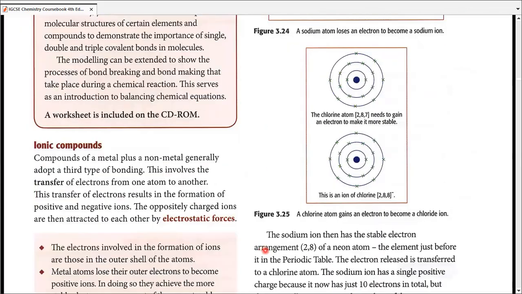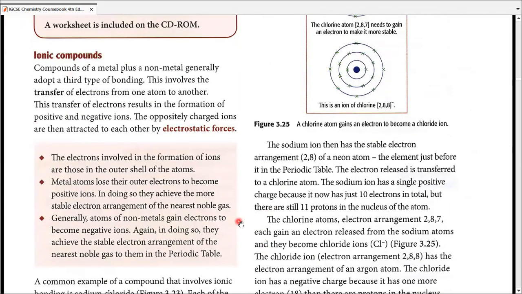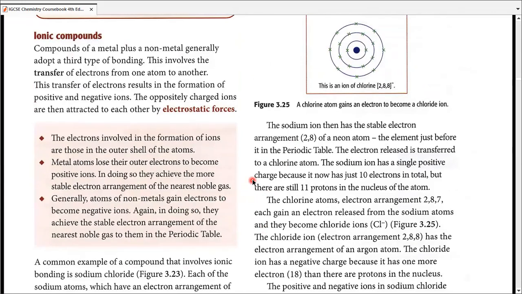All right, ionic compounds. Now, ionic compounds are generally a type of a metal and non-metal. This involves transfer of electrons. Usually the non-metal gains the electron, which the metal loses. This results in formation of positive and negative ions. A positive ion is usually formed by a metal after the loss of electron. A negative ion is usually formed by the non-metal after the gain of electron. These oppositely charged ions then attract each other by electrostatic forces of attraction. Remember, the electrostatic force of attraction is the attraction between unlike charges, positive with negative and negative with positive.